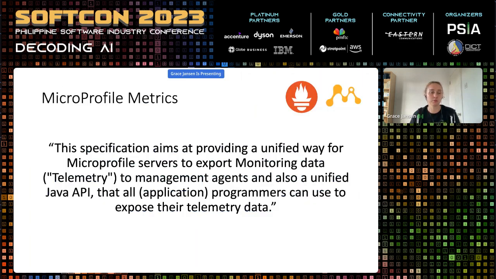So in terms of MicroProfile metrics, this particular API within MicroProfile is there to provide a unified way for us to export monitoring data, so telemetry, and sort of having that unified Java API so that we can all expose them in the same standard manner. So this can be a really great tool for utilizing if you're not already making use of it when it comes to that second pillar, metrics.